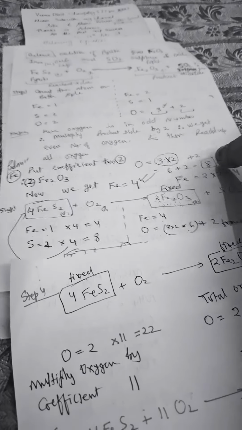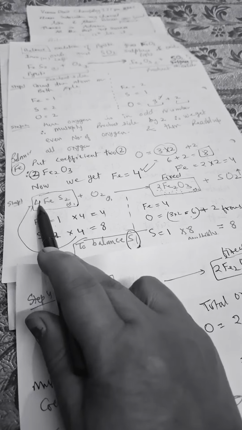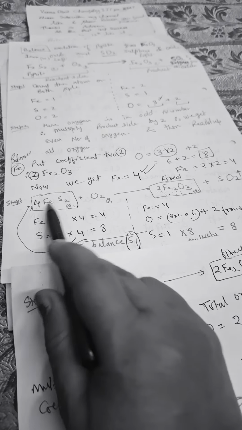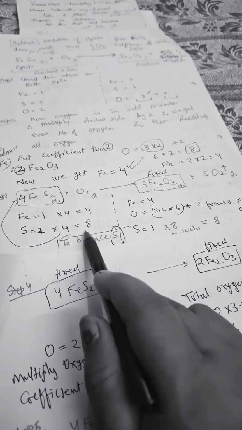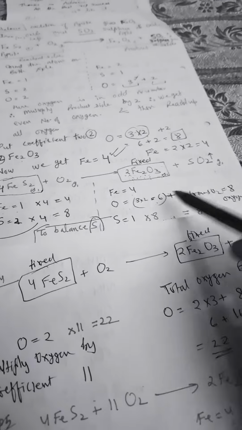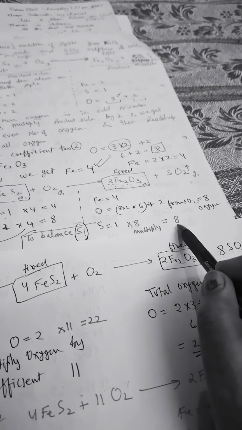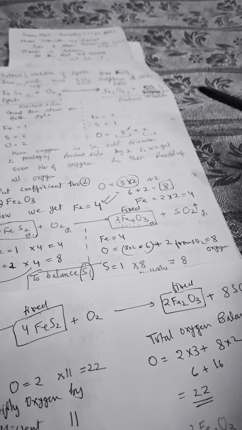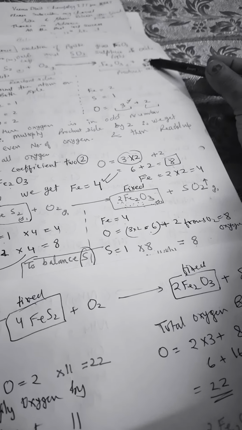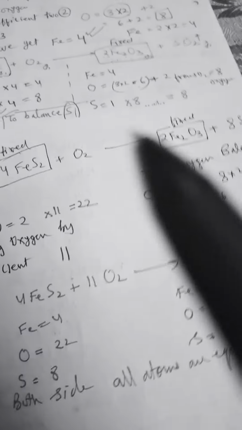Now 4 sulfur will be there. Now this iron is 4 and sulfur 2 times 4 is 8. Now sulfur here is 8, but on the product side it is only 1. So multiply this sulfur by 8. So we will get 8 sulfur. Clear? And when we multiply, we will get 8 SO2.